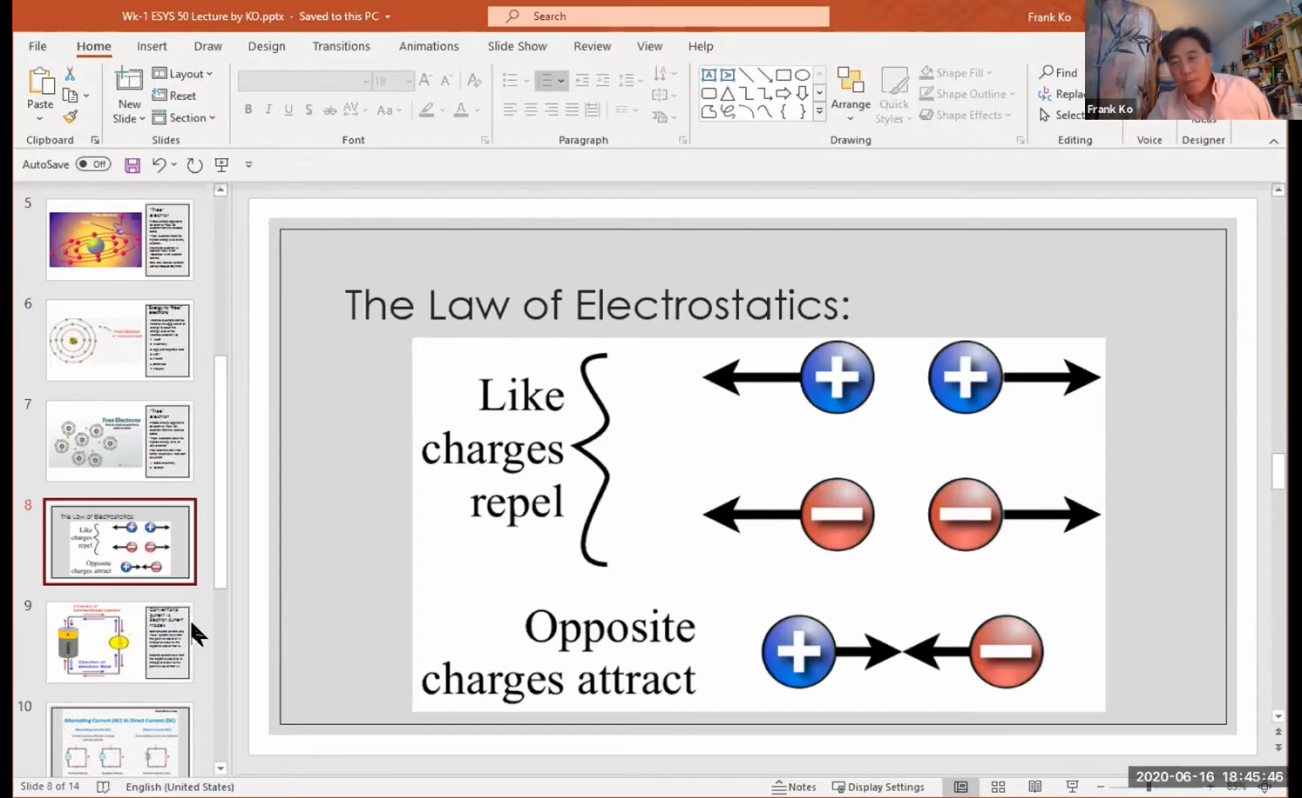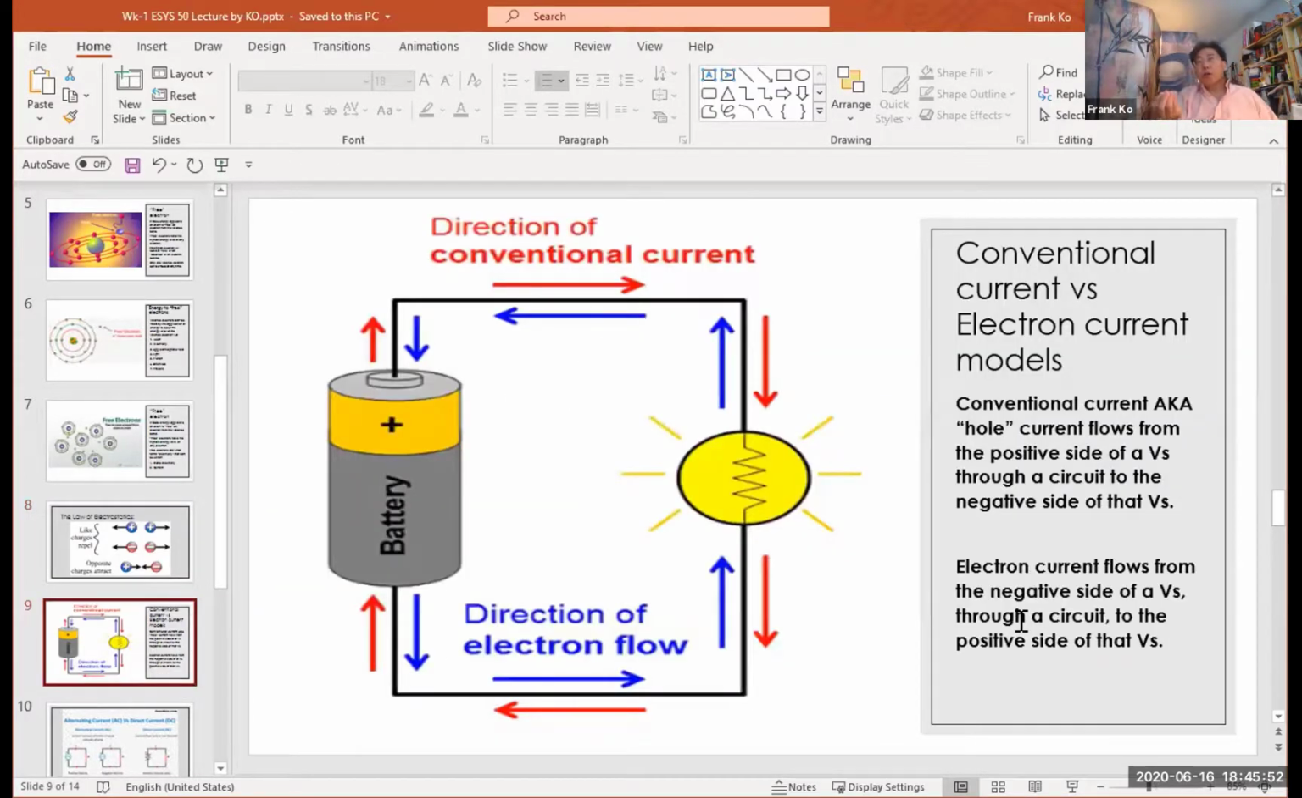Now let's see how that applies with respect to current. In this particular illustration, we're going to talk about conventional current and electron current. Some of these topics are explained in greater detail in Khan Academy exercises, so I'm only going through the highlights of what many of you have already gone through or what some of you are about to go through on your Khan Academy exercises.